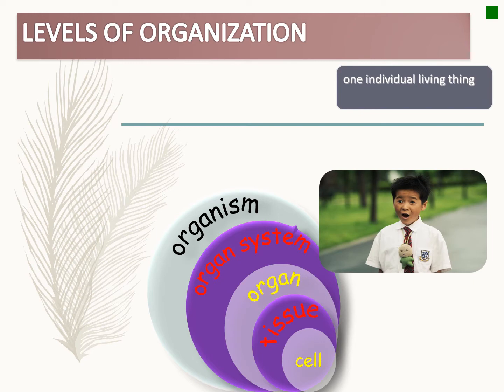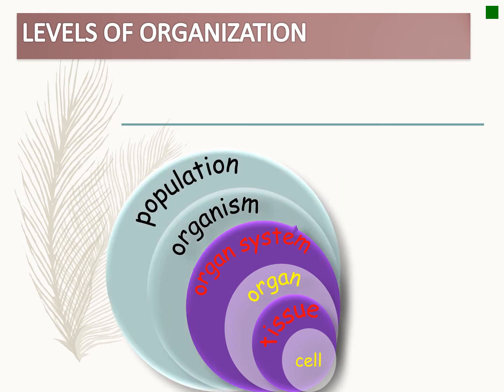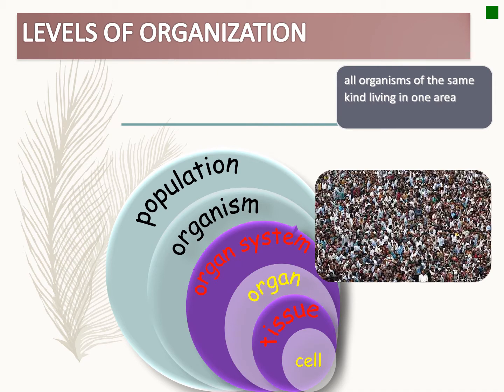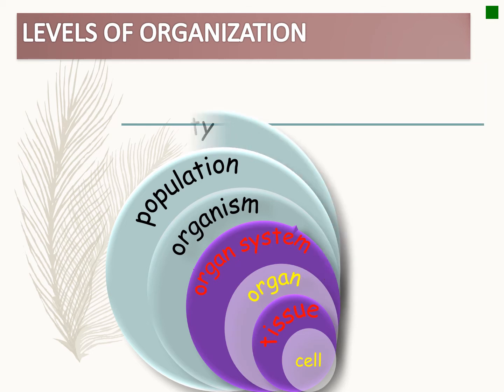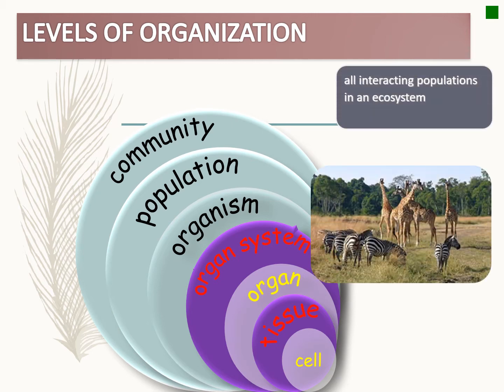Now, those organisms are going to survive inside of a population. A population is all organisms of the same kind living in one area. For example, if you're looking at a picture of a classroom, all of the students are a population because we're all humans, the same kind of organism. Now, we can call our actual classroom a community because we have a population of students, and those students are sitting on a population of chairs and at a population of desks, and you need all of these chairs, desks, and students working together in order to have a thriving classroom.